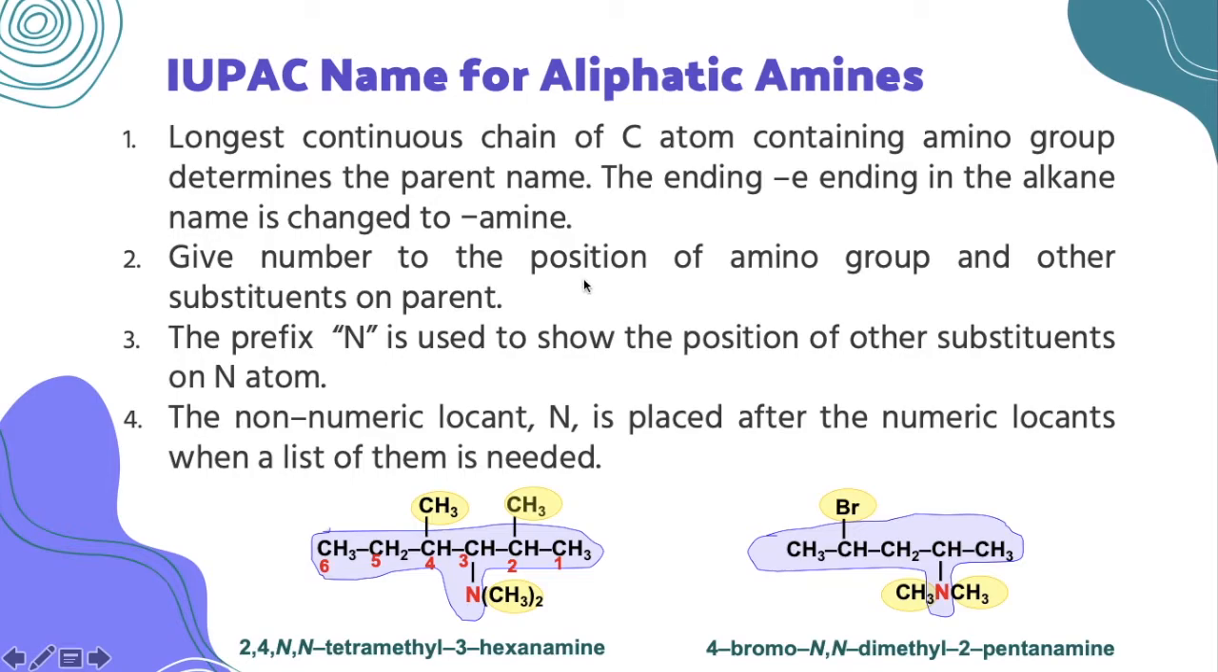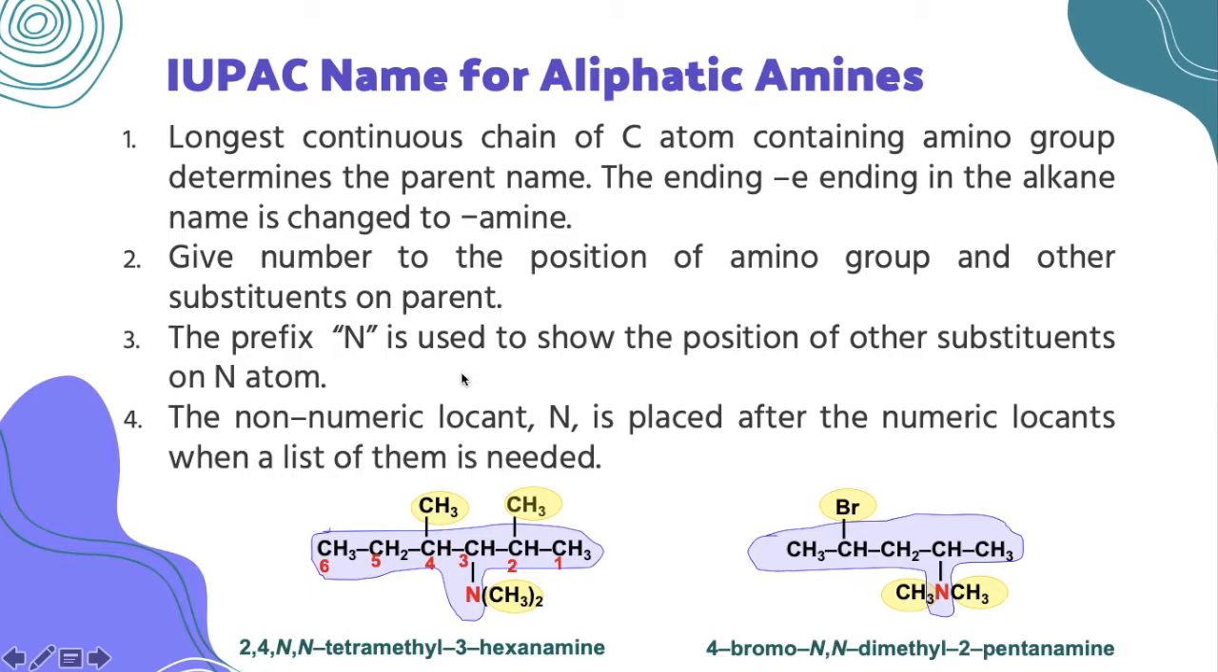Secondly, give numbers to the position of the amino group and other substituents on the parent. The nitrogen is attached to the third carbon. This is the longest continuous carbon chain, 6 carbons in total, so you have to start counting from the right, so the carbon attached to N gets the lowest number. If you start counting from the left, this is carbon number 4. So the N is attached at carbon number 3.